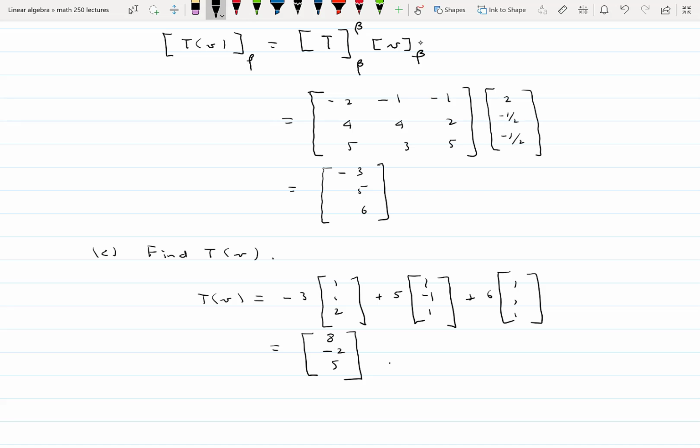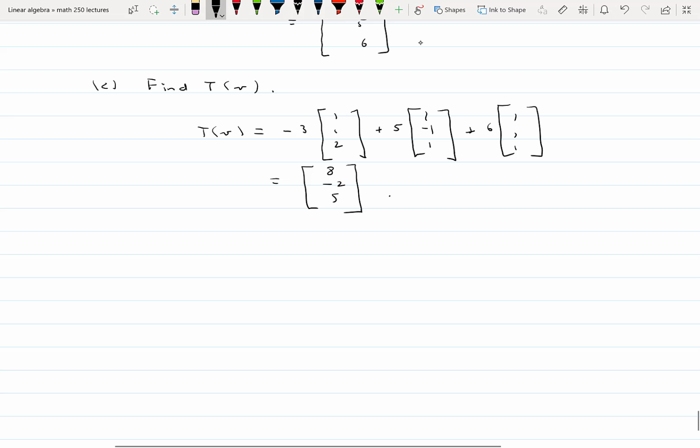Not real exciting. And the thing that really makes it kind of silly out of context, I'll put this in context, is that's a lot of work just for finding T of V. Why don't I just find T of V directly? We could have just found T of V directly. I'm going to write this in red. We could have found T of V. V was just 1, 2, 3. So T of 1, 2, 3, directly. It would have taken us seconds.